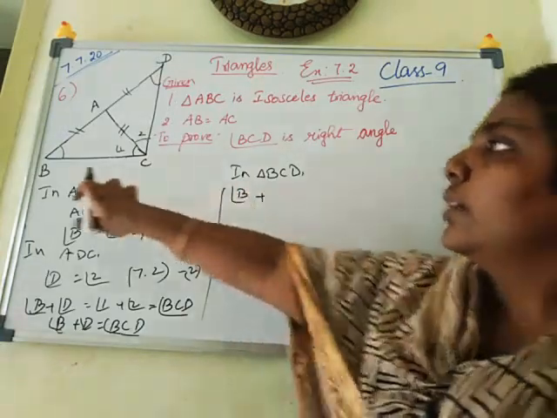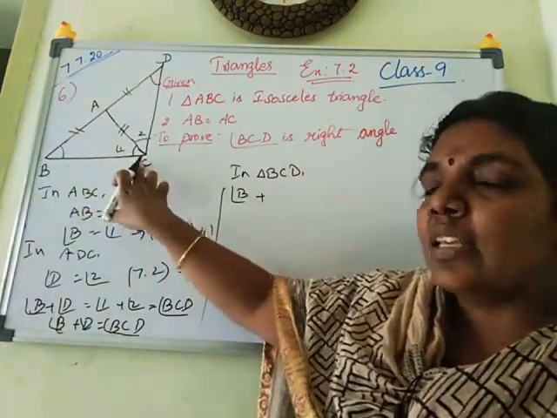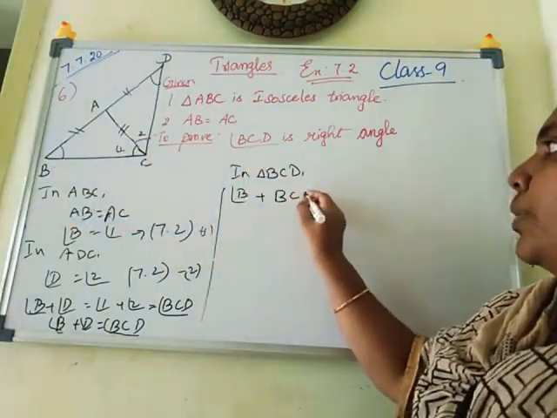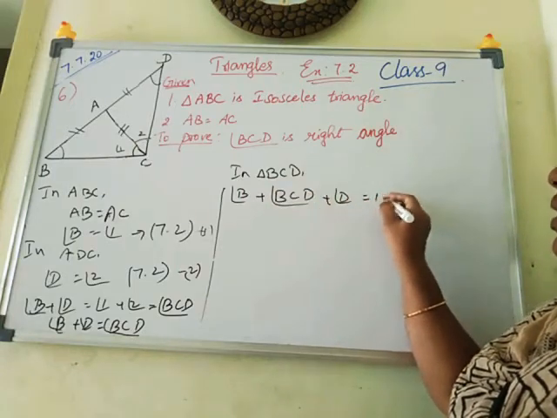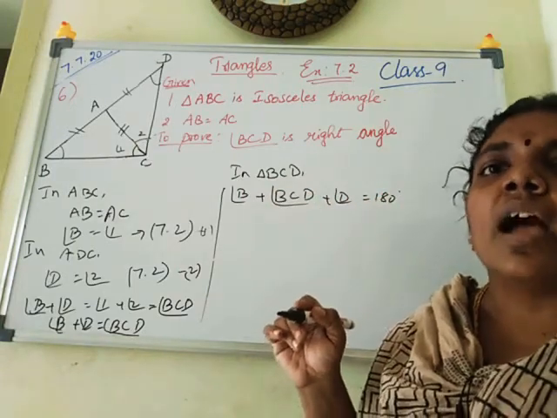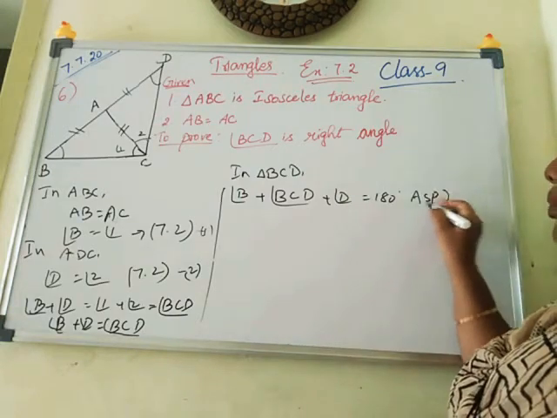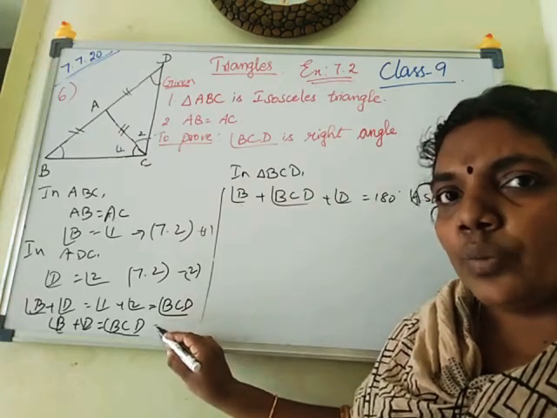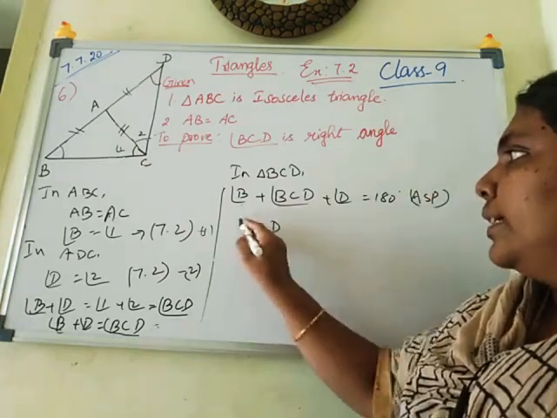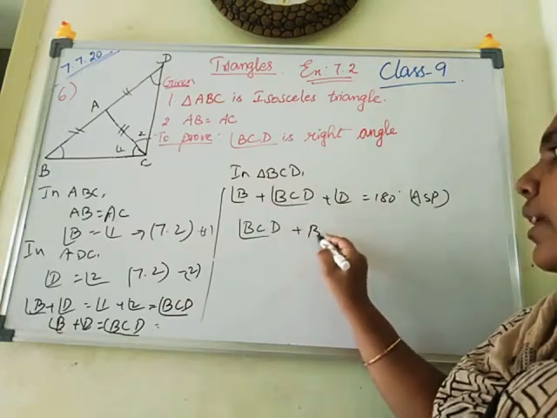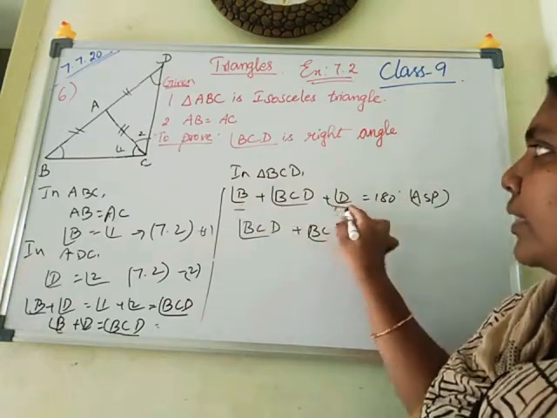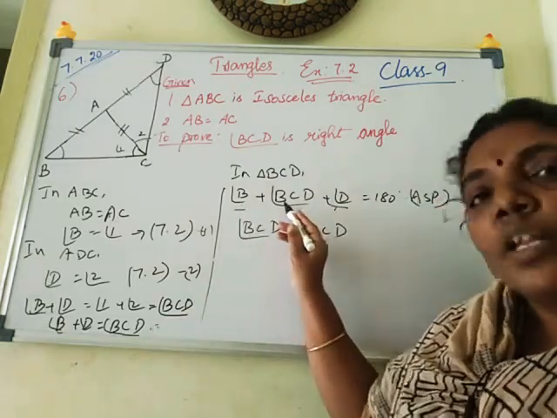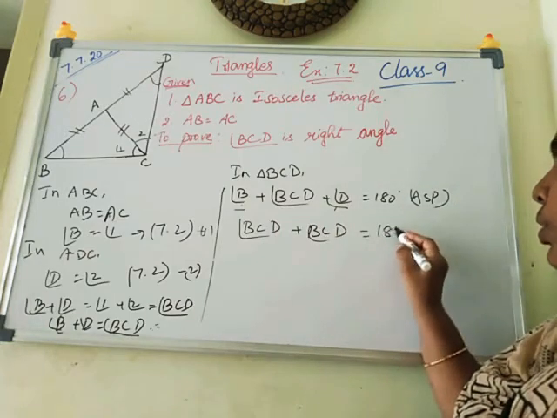This is angle B, then this is angle C. Angle C is divided into two angles, so I am writing BCD. So angle B plus angle BCD plus angle D is equal to 180 degrees. How? By applying the angle sum property. As we know angle B plus angle D is equal to BCD, instead of B plus D I am substituting the value BCD. Already one BCD is there, so BCD plus BCD is equal to 180 degrees.